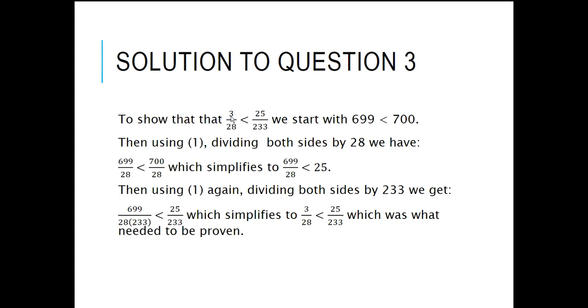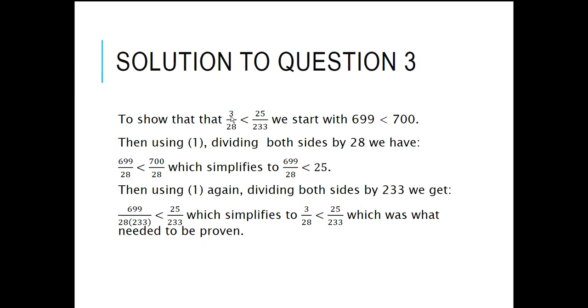So to solve question 3, we start off with the statement 699 is less than 700. And what we're going to do is divide first by 28, which gives us 699 divided by 28 is less than 700 divided by 28. And the right-hand side simplifies simply to 25 because 28 and 700 have a common factor of 28.